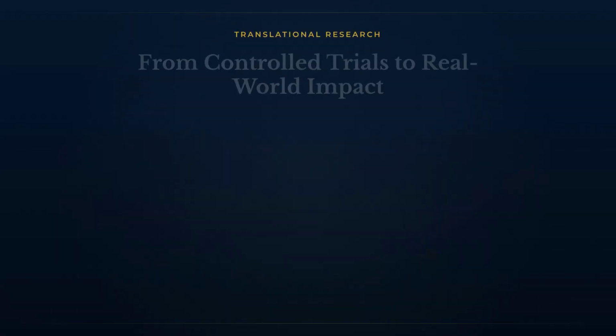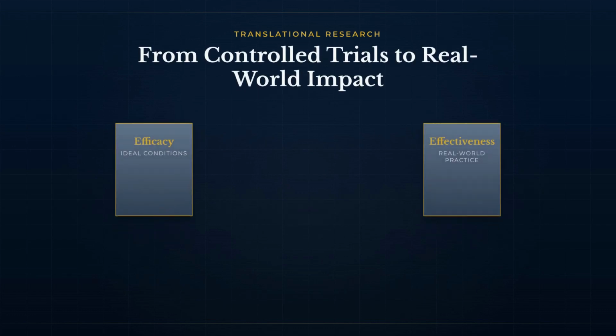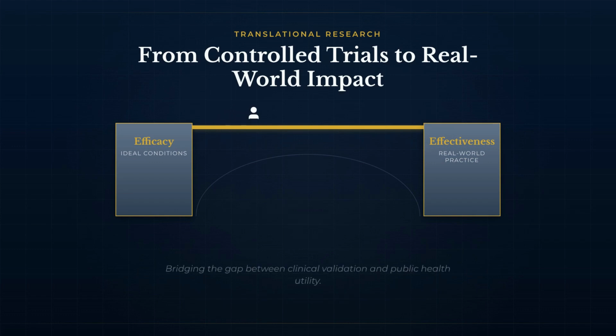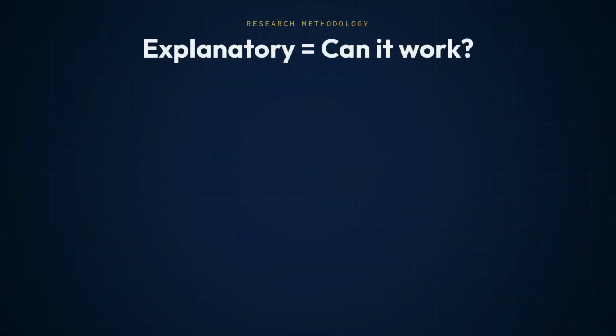In epidemiology, we often talk about the bridge between research and practice. Explanatory trials focus on efficacy, the performance of an intervention under ideal, highly controlled conditions. Pragmatic trials, on the other hand, focus on effectiveness, how well that intervention performs in the real world of routine clinical practice. Understanding where a study sits on this spectrum is critical for causal inference and, ultimately, for making sound public health decisions. Let's start with explanatory trials.